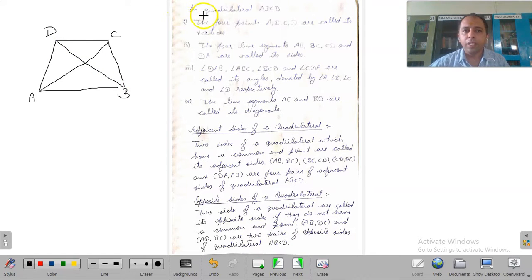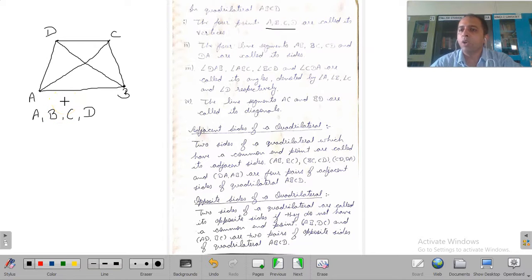Now, in quadrilateral ABCD, the 4 points A, B, C, D are called its vertices. We have seen in the chapter on polygons that the corner points of a polygon are known as its vertices. So point A is a vertex, point B is a vertex, point C is a vertex, and point D is a vertex of this quadrilateral ABCD. We will write it like this: A, B, C, D are vertices of the quadrilateral ABCD.